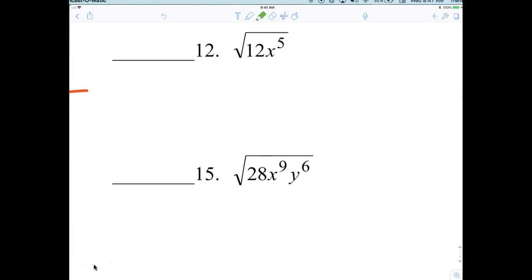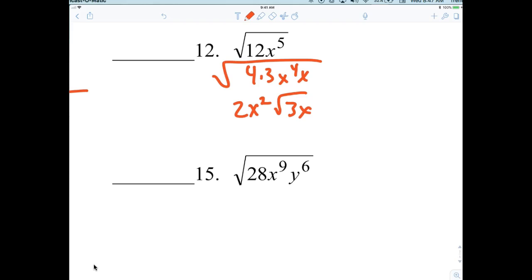Just like this. 12, I'm breaking down to what? 4 and 3, x to the 4th. Come on, guys. You're getting better at it now. You're getting better at it. It's 2x squared radical 3. Good job. Finally, right? Feels good. All right? Know the rules. Learn the rules.